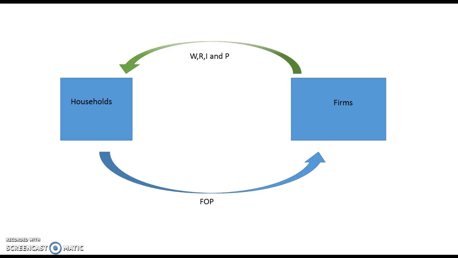The households own the factors of production, and they sell them to the firms. In exchange for that, the firms pay in the form of wages, rent, interest, and profit to produce these goods and services to be sold back to the households.